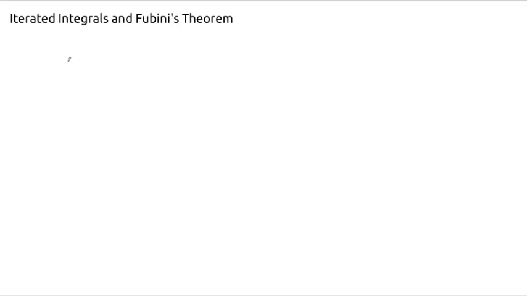So now that we've talked about what it means to be a function defined on a three-dimensional domain and written down a Riemann sum definition for the triple integral, now we would like to have some ways to compute these that don't involve actually computing the Riemann sum, and this is where iterated integrals come in.